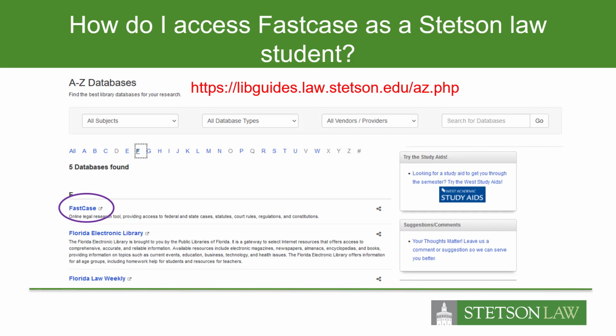If you are accessing Fastcase as a Stetson Law student, you will find a link to it on our A to Z databases page. Simply click on F and then click on Fastcase. If you're on campus, you will be taken directly into Fastcase. If you are off campus, you will be asked to authenticate with your Stetson username and password, which is the same thing that you use for your Stetson email.